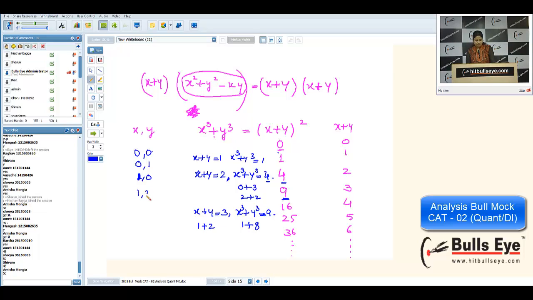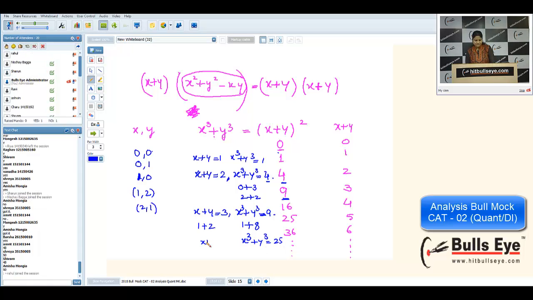So 1, 2 and 2, 1. That is also possible. Similarly, x cube plus y cube is 25, x plus y is 5. Again, this is not possible because 25 cannot be split into a sum of 2 perfect cubes. See, 25, if you write 1 plus 24, you can write it as 4 plus 21 and so on. So there will not be a possible case in this.